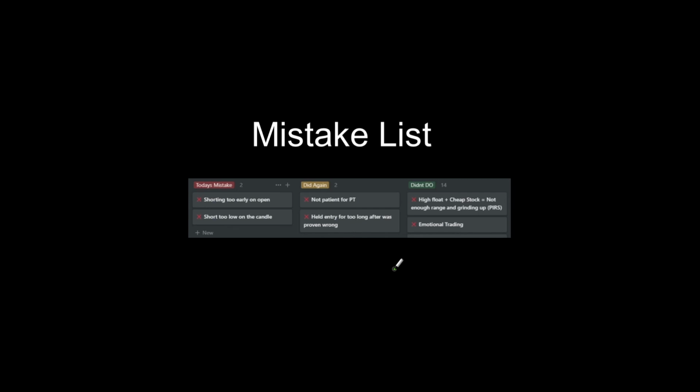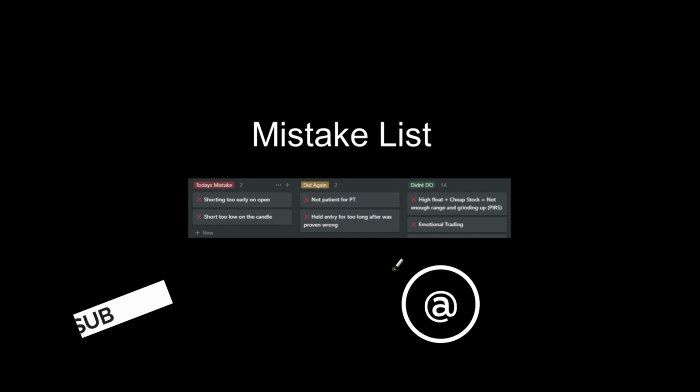So I think this is very useful, just so you can see what you're doing at the moment. Like, is there a specific reason why you're doing these mistakes? And looking more into your psychology, I think, is great for trading. And that's about it. This is just my way of journaling.